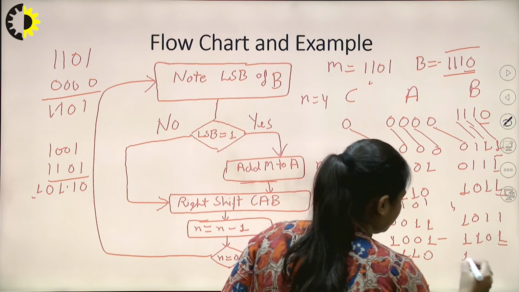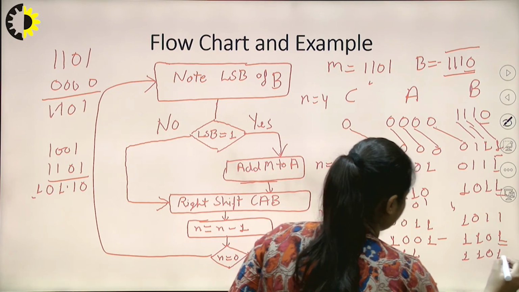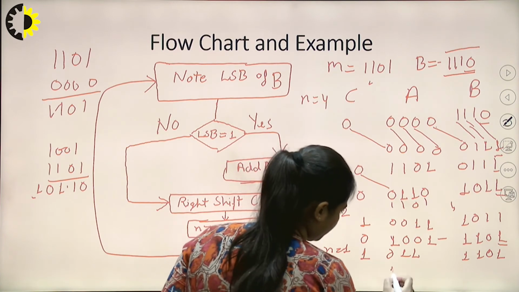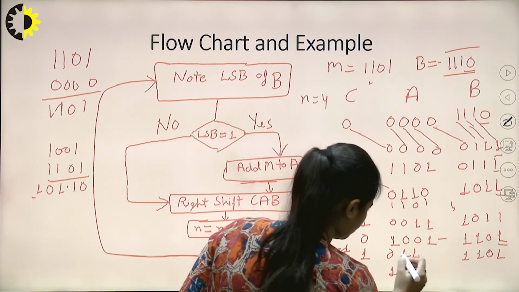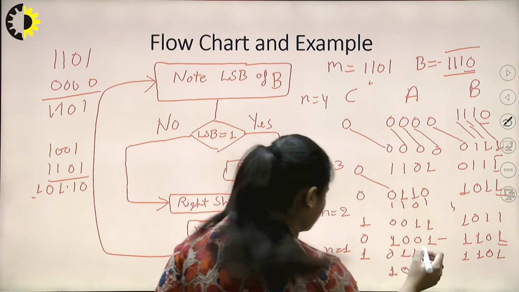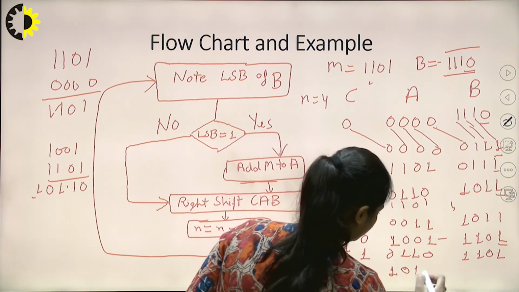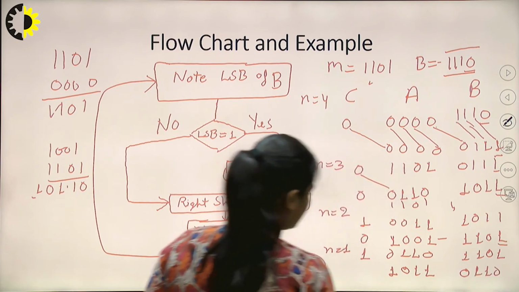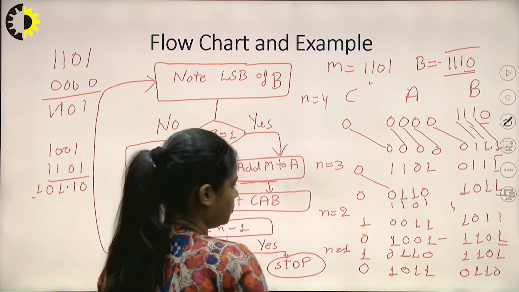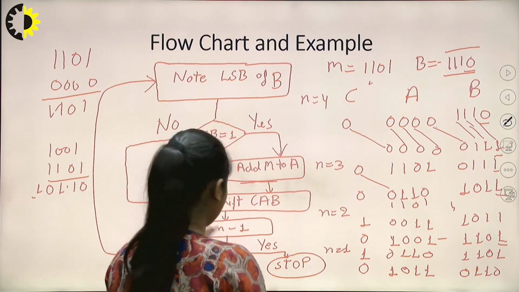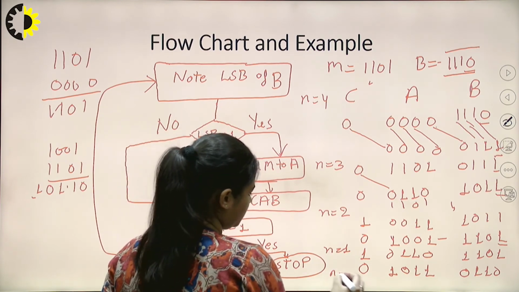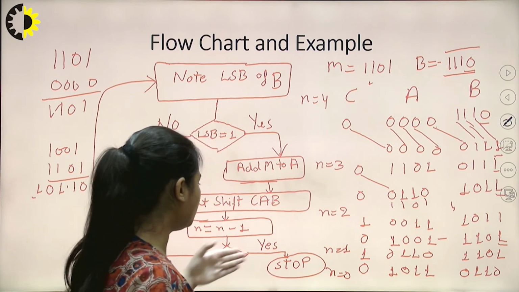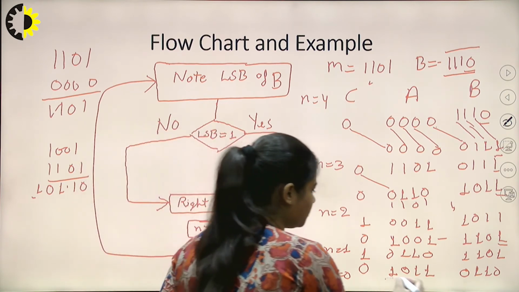And we will copy the value of B here. So we will apply the right shift operation. 1 1 0 1 1 0 and carry would be 0. So now we are having the value of n equal to 0. Whenever we see that n is equal to 0, we have to stop. So the final answer would be this.